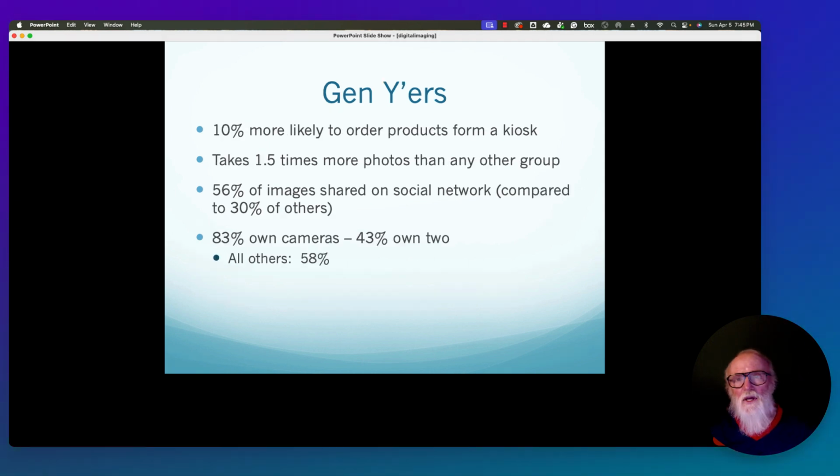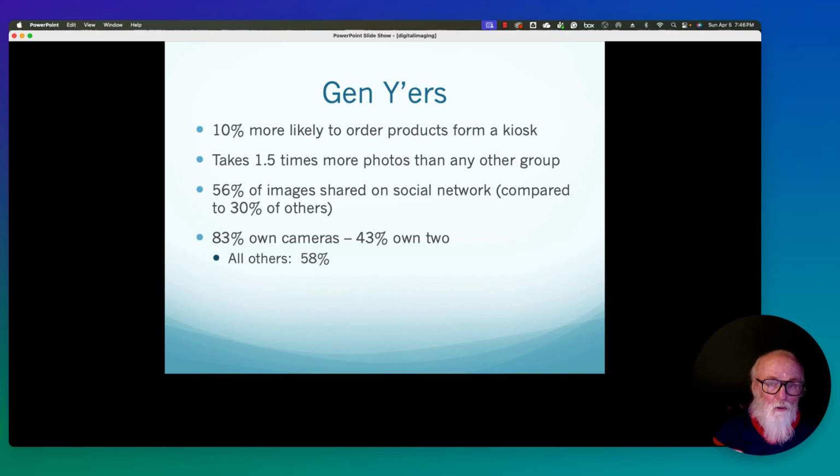Okay, a couple of things here about Gen Yers. They are 10% more likely to order products from a kiosk, film products that you might use with your camera. They take 1.5 times more photos than any other group. And a lot of those photos are taken and uploaded to their friends or to Snapchat or to Instagram or wherever. 56% of the images are shared on the social network. And the other generations usually do about a third.